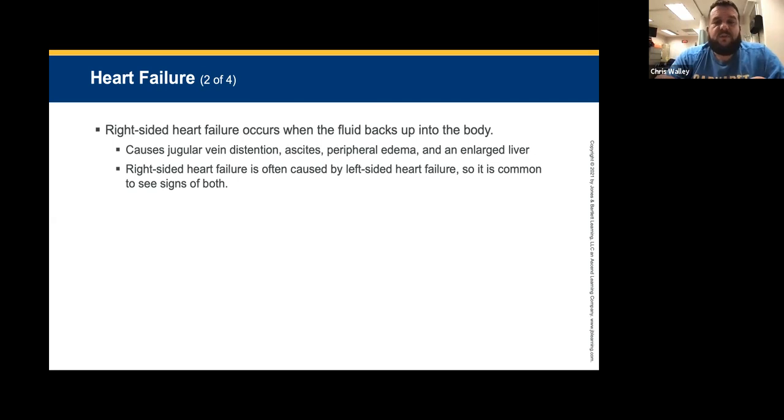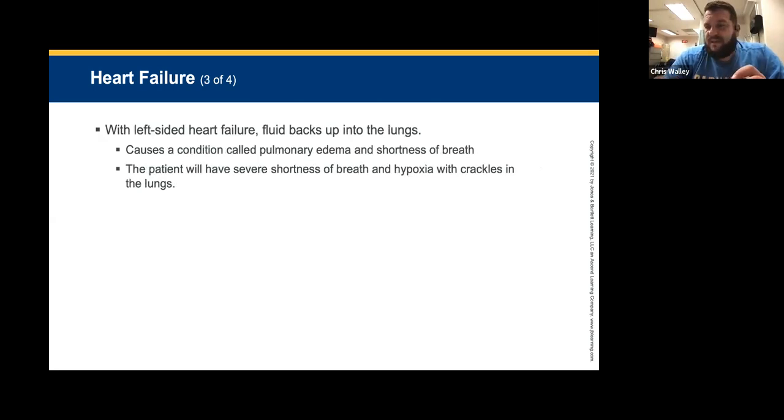Right-sided heart failure is often caused by left-sided heart failure, so it is common to see both signs. With left-sided heart failure, fluid builds up into the lungs, so you start to have trouble breathing. You'll have fluid sounds in their lungs. If you listen, you can hear the fluid inside their lungs. This causes pulmonary edema with shortness of breath. It's going to be their number one complaint. Severe shortness of breath and hypoxia and crackles in the lungs. Told you what to listen for.